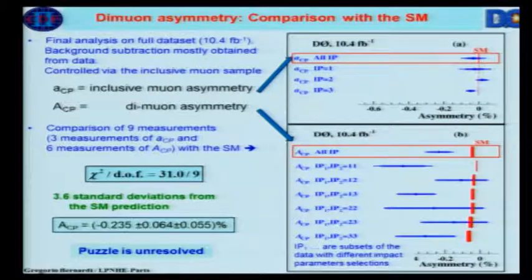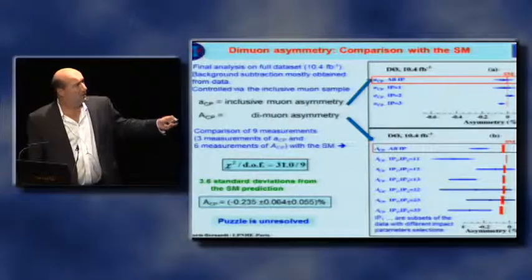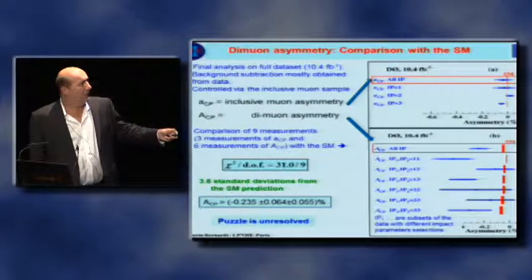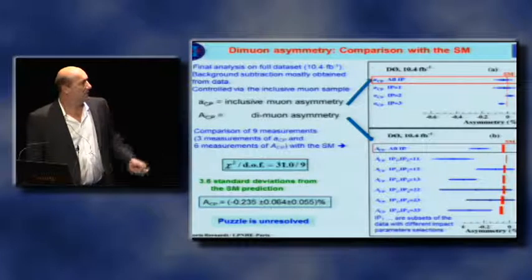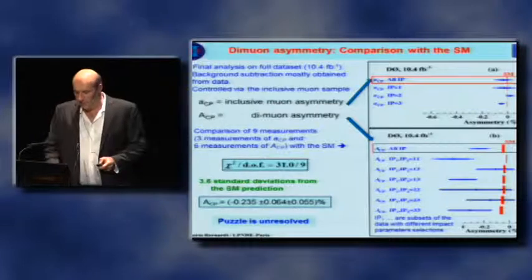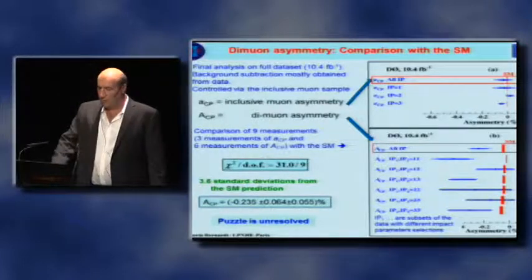The last word on this has been done by releasing the 10.4 inverse femtobarn, and you have a strong cross-check with the inclusive muon asymmetry, which you see is in perfect agreement with the standard model, while again the dimuon asymmetry is clearly offset. If you compute it now, we are at 3.6 standard deviations from the standard model prediction. So the puzzle is unresolved, and unfortunately we have no more data to check that.